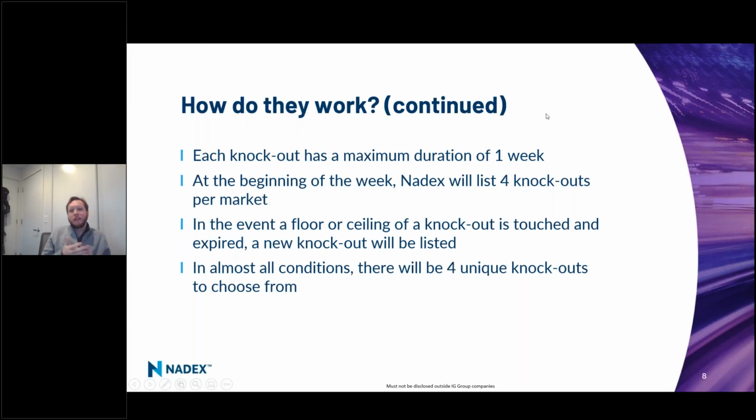And so, like I was sort of saying in the last slide, I get ahead of myself in a lot of these slides because I just love talking about these things. But each knockout is going to have a maximum duration of 1 week. So at the beginning of every week, generally on Monday morning, most of these actually get up and get listed on the exchange. There's going to be 4 knockout contracts for every market that you can trade these in.